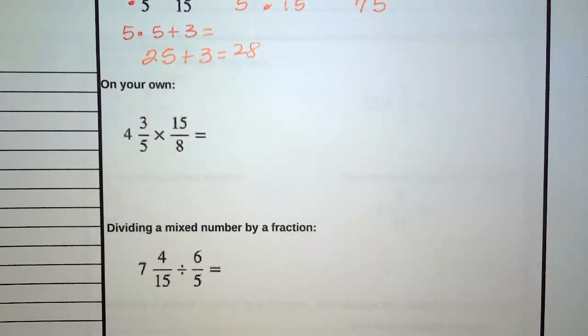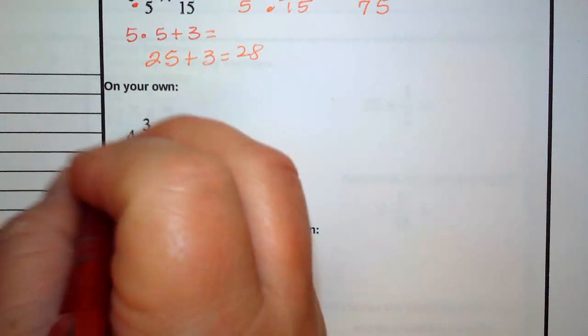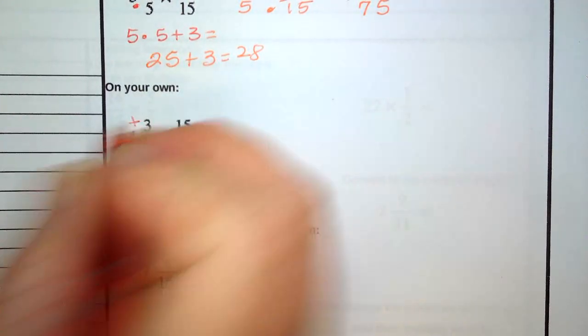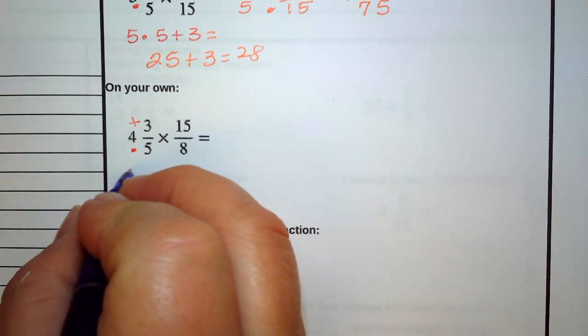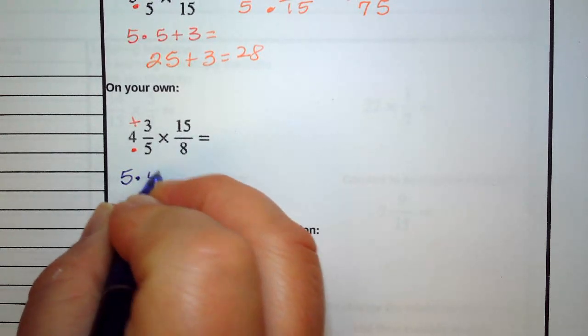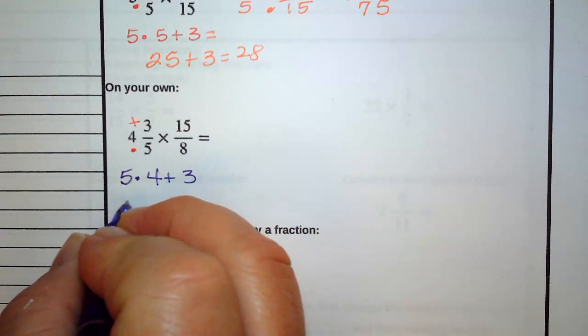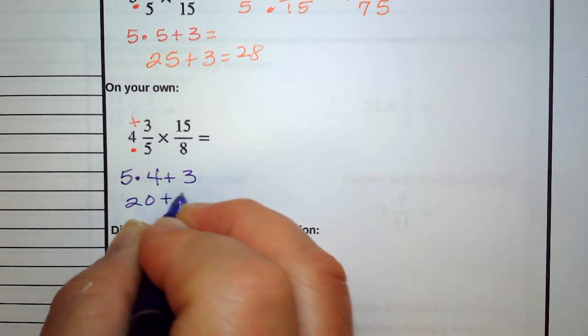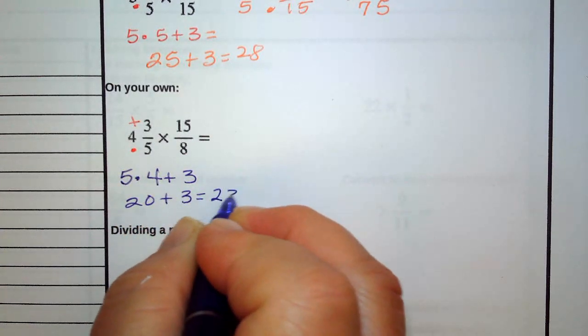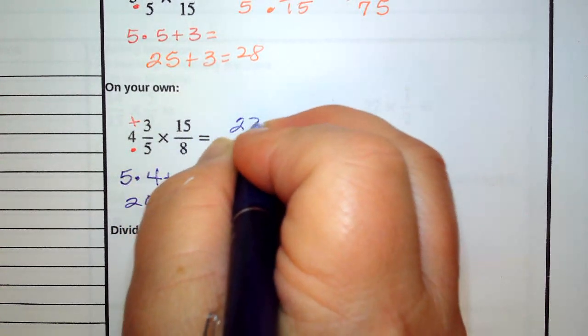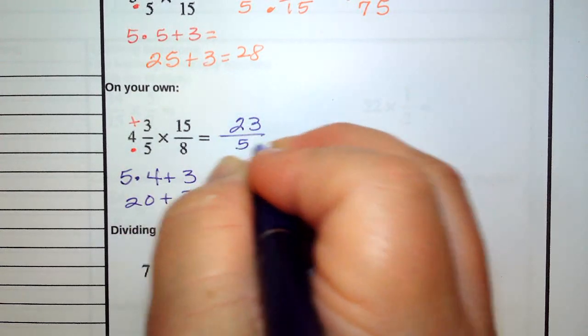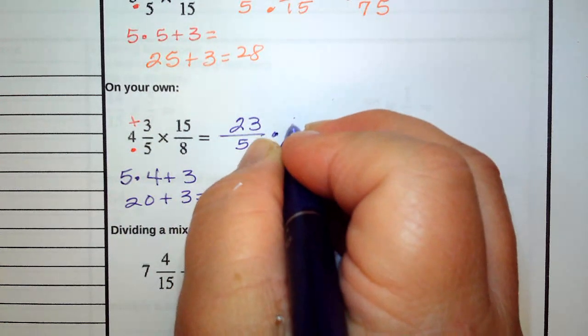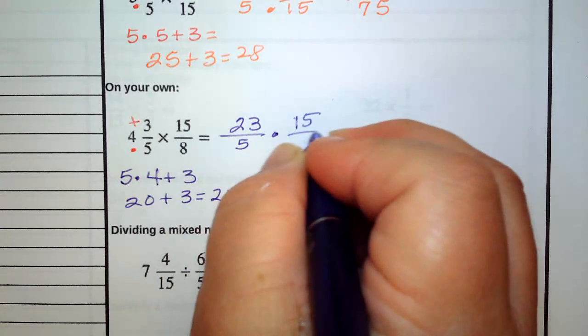Okay, let's get started. You multiply and then you add. 5 times 4 plus 3. 20 plus 3 is 23. 23 over 5 times 15 over 8.